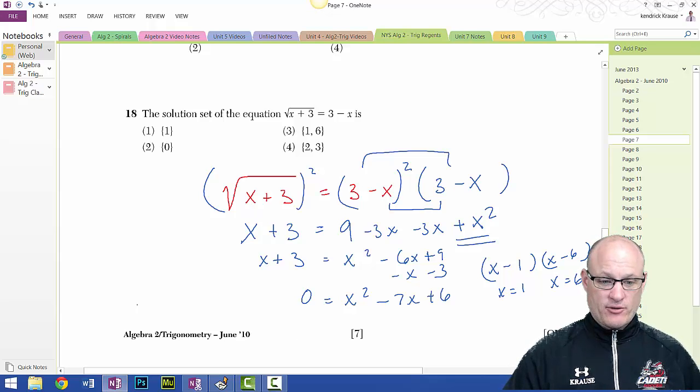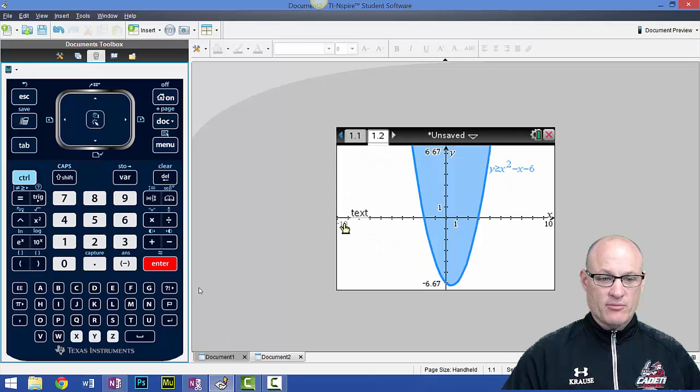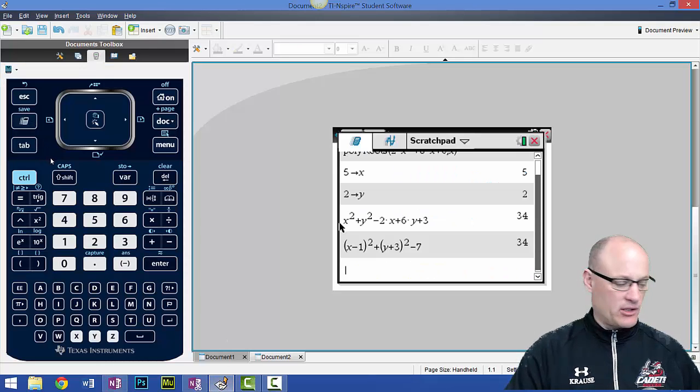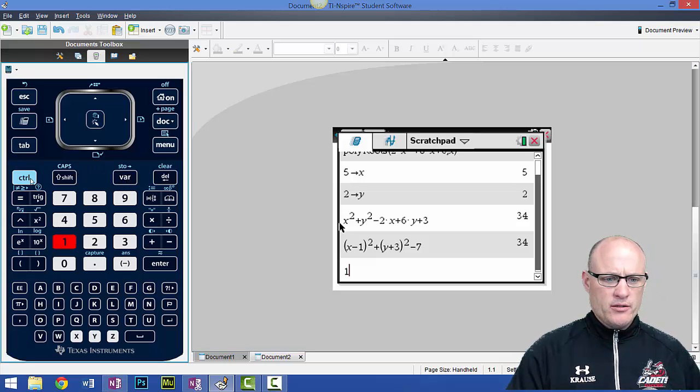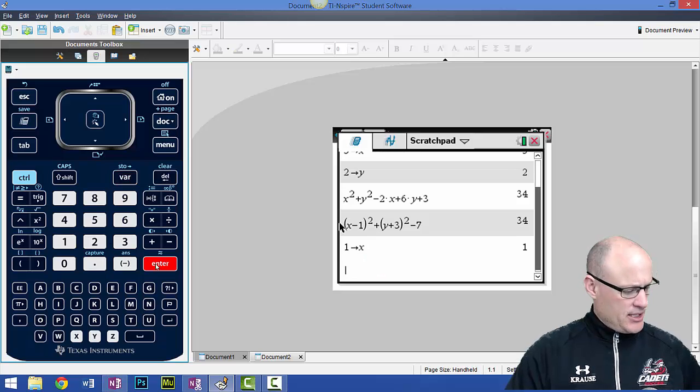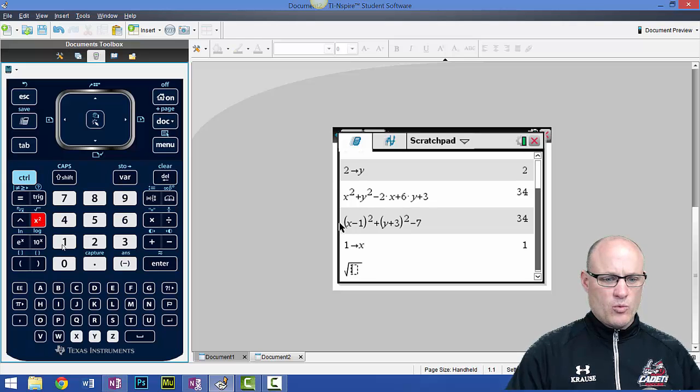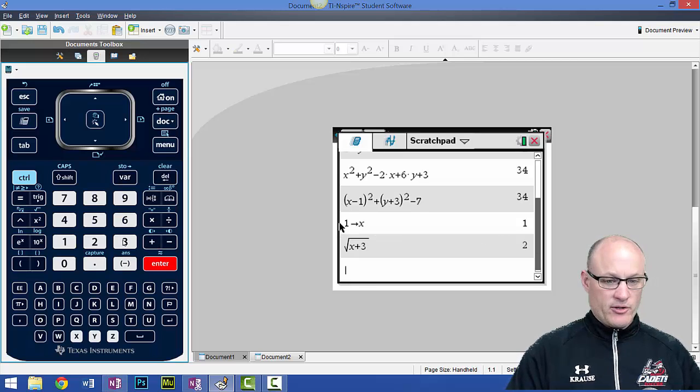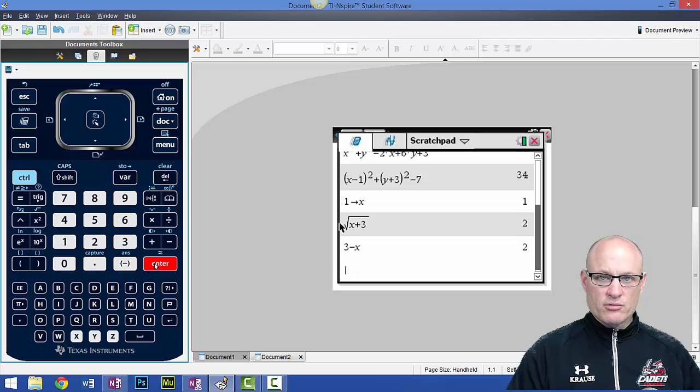So I'm going to come over to my calculator, and you can do this on any calculator. Maybe you can't use the store feature, but most calculators have a store feature. I'm going to do 1 store x, enter. And then I'm going to type in the square root of x plus 3 and hit enter. 2. And then I'm going to do 3 minus x. 2. That's right. Perfect. 1 is an answer.